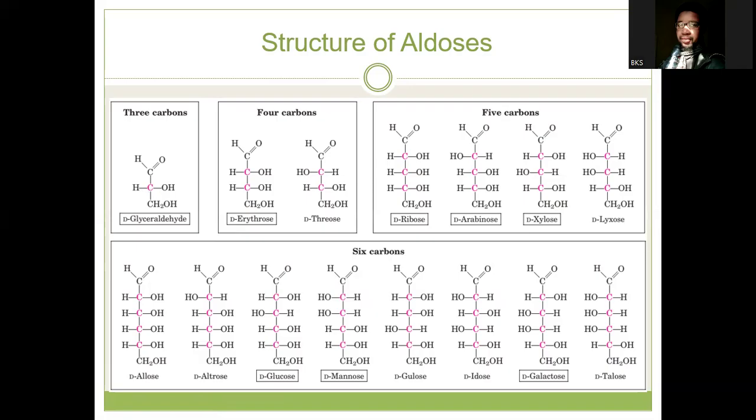this molecule can produce. So the formula is equal to 2 raised to the power of n, where n is the number of asymmetric carbons. So if n equals 1, the number of isomers this can produce is only 2. So we have this D-glyceraldehyde. You can see D attached here in all the names.